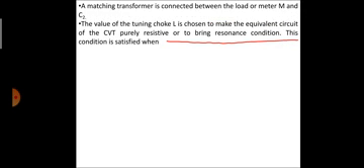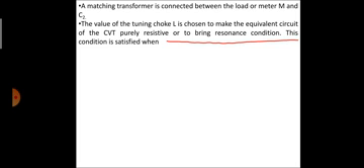I was talking about the transformation ratio. The transformer ratio of the matching transformer is chosen on economic grounds. The high voltage winding rating can be up to say 10 to 30 kilovolt. However, the low voltage winding rating has to be between 100 to 500 volts.